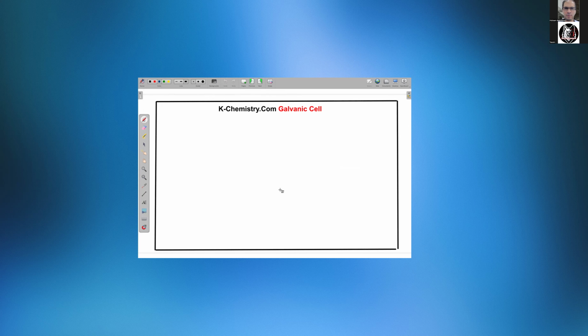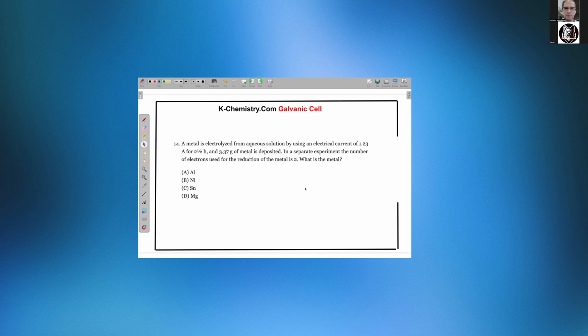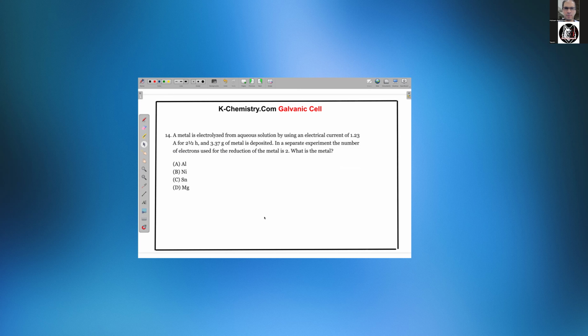Number 14. A metal is electrolyzed from aqueous solution by using an electric current of 1.23 ampere for 2.5 hours, and 3.37 grams of metal is deposited in a separate experiment. The number of electrons used for the reduction of the metal is 2. What is the metal? You need to find the molar mass. We have the mass already. Once we find the molar mass, we can know what this element is.